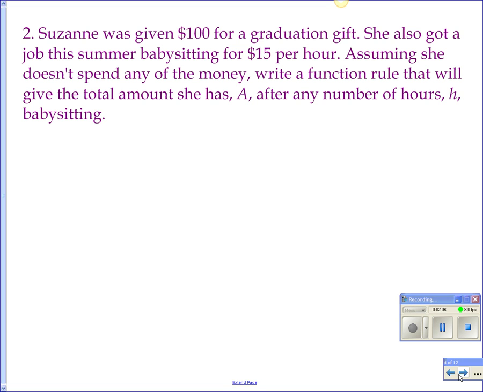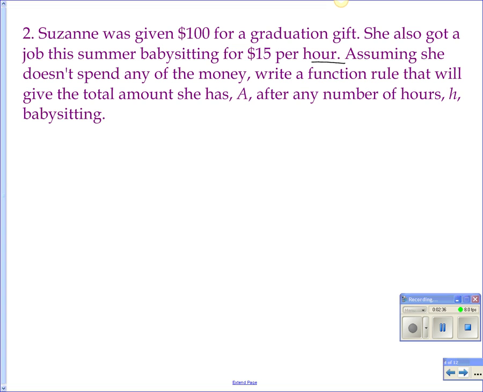Suzanne was given $100 for a graduation gift. She also got a job this summer babysitting for $15 per hour. Assuming she doesn't spend any of the money, write a function rule that will give the total amount she has A after any number of hours H babysitting. Blake, what's something I should circle? What's it asking me to do? Good, so I'm going to circle that first.